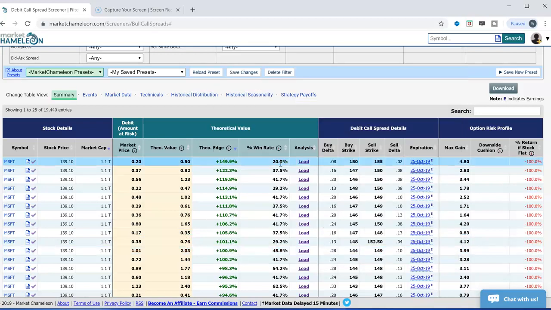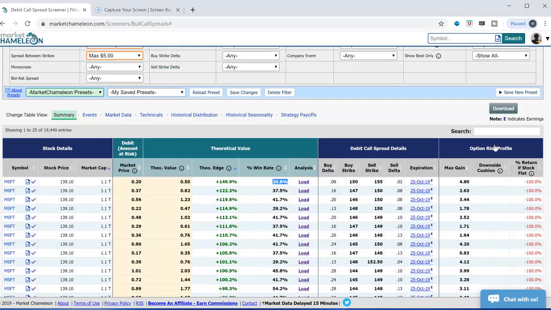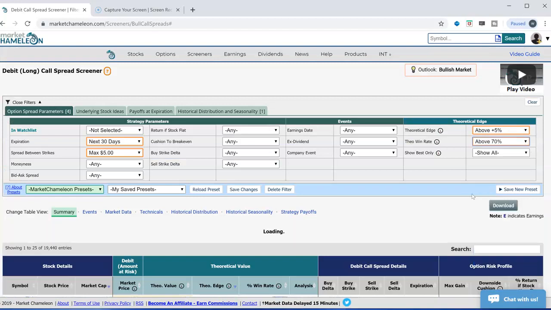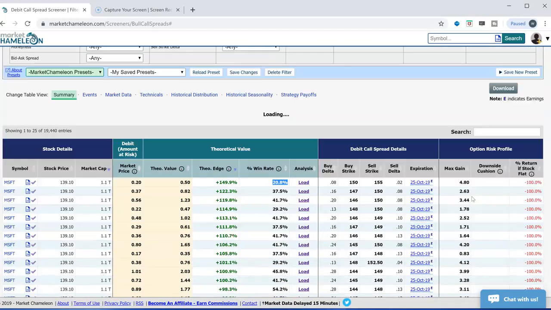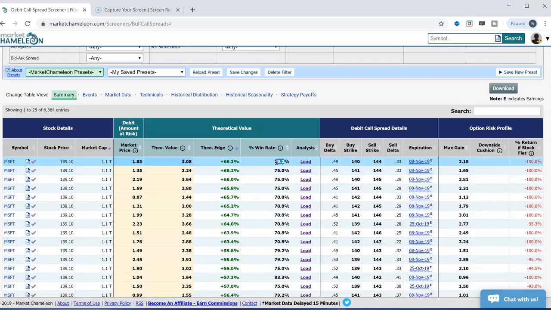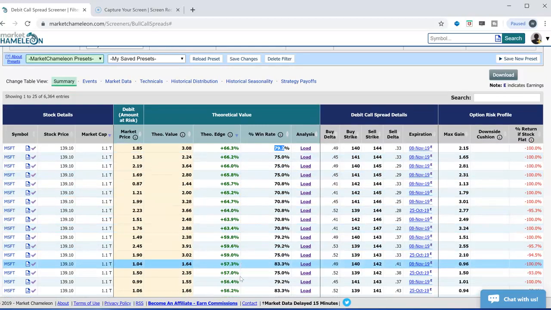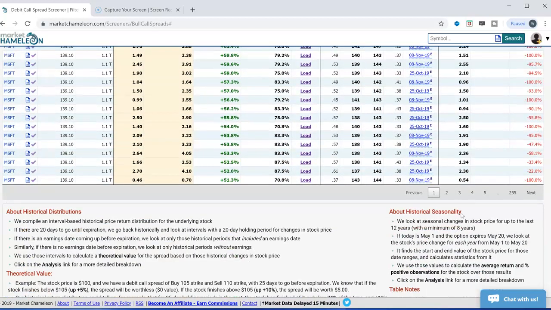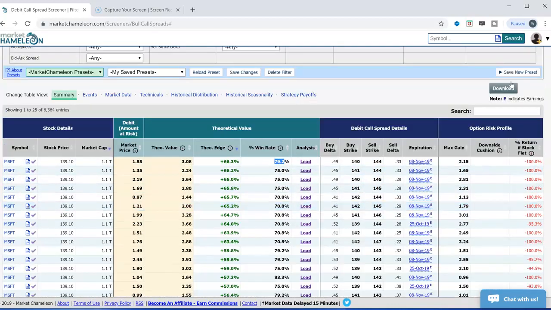So let's make this win rate above 70%. Now I have a 79.2% win rate. I have 66% theoretical edge. And as you can see here, I still have a lot of possibilities just in Microsoft. So just to go to the next symbol, look how many pages I have to go through.